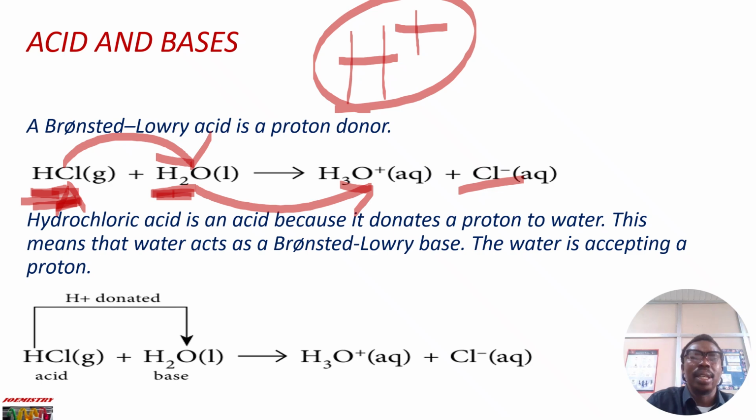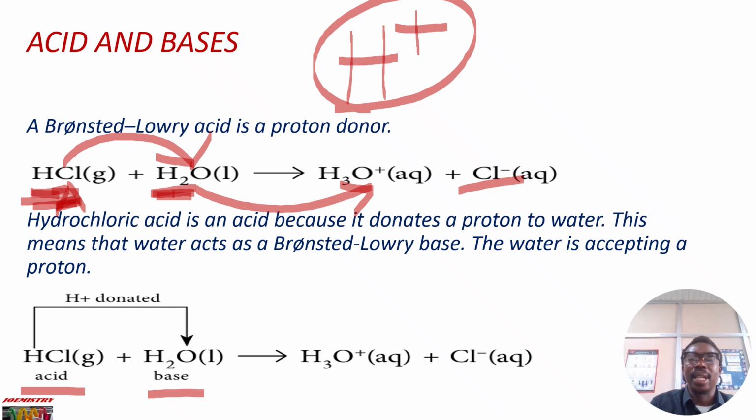So an acid is a proton donor. Hydrochloric acid is an acid because it donates a proton to water. This means that water acts as a Bronsted-Lowry base, because it is accepting a proton. So this is the base and this is the acid. Based on Bronsted-Lowry, an acid is a proton donor, while a base is a proton acceptor. It's as simple as ABC.